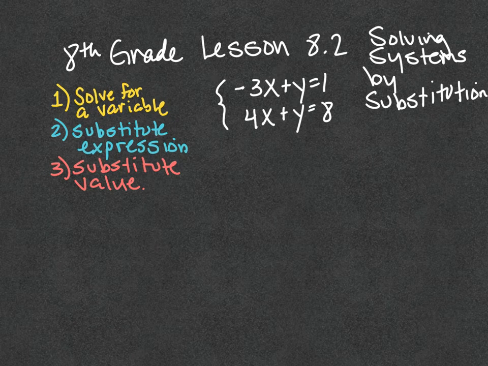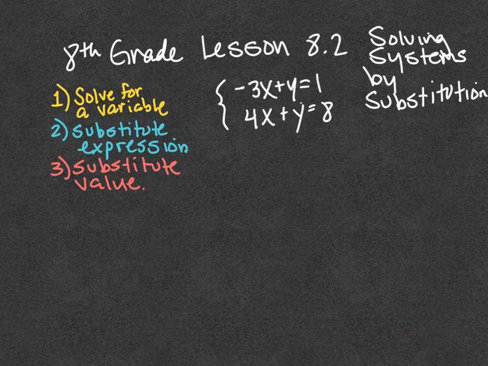Eighth grade math lesson 8.2 is solving systems by substitution. So in the previous lesson, we learned we've got linear equations. Okay, it's fixed. Everything's okay again. We learned that we have linear equations. They can be jumbled up. We can fix them into the y equals mx plus b format.